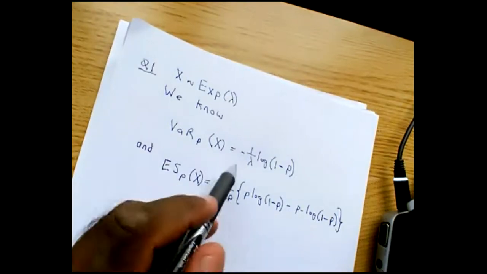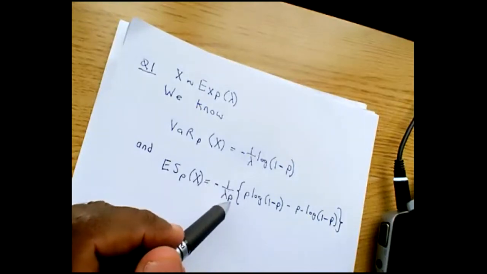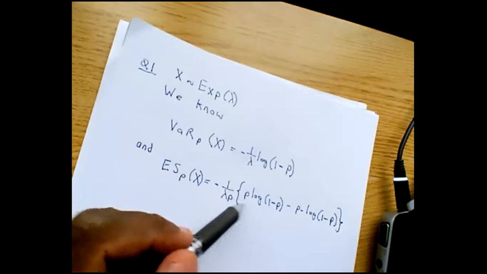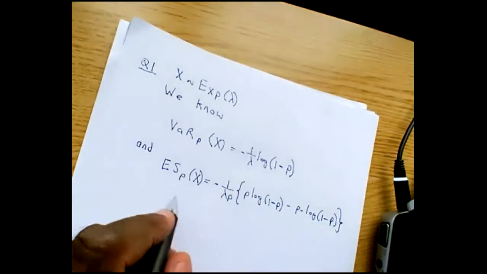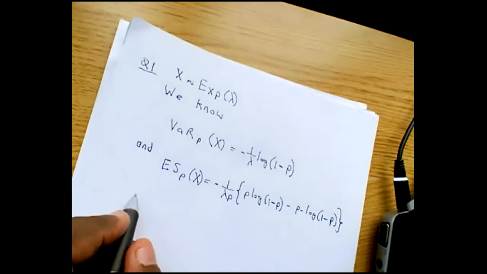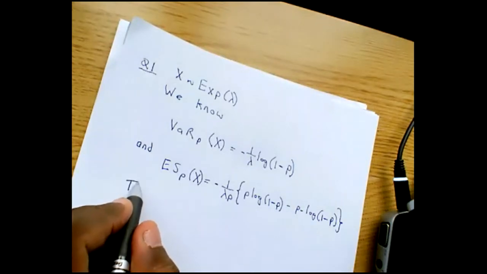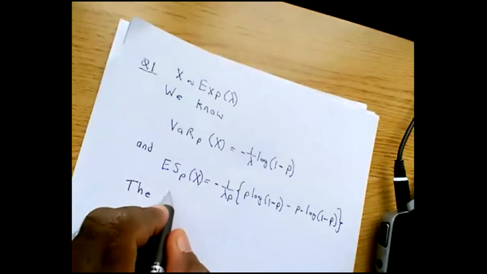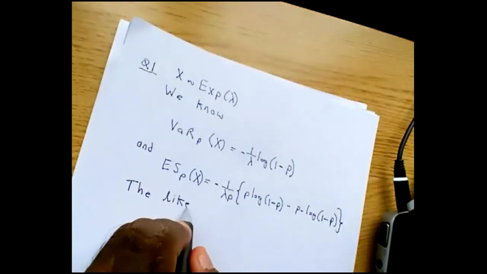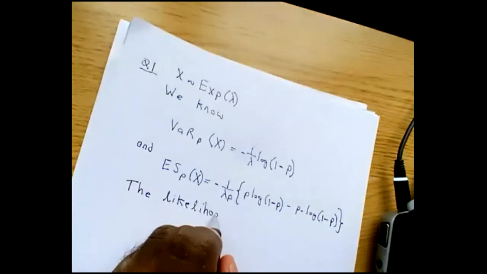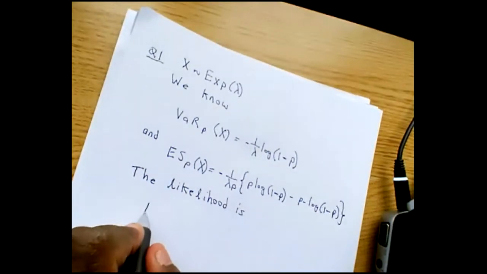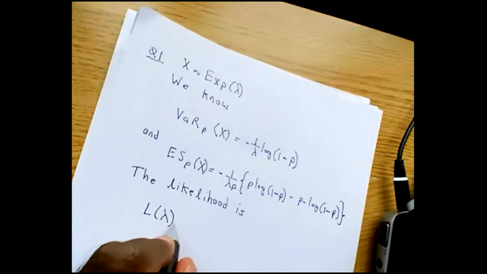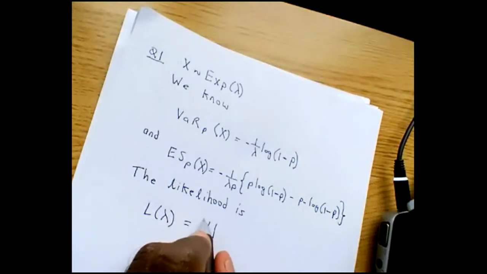In these two expressions, the only parameter that needs estimation is lambda. p is a fixed number, so you need to estimate lambda. To estimate lambda, I'm going to use the method of maximum likelihood. The first thing you need to write down is the likelihood function. The likelihood function is the product of the density function.